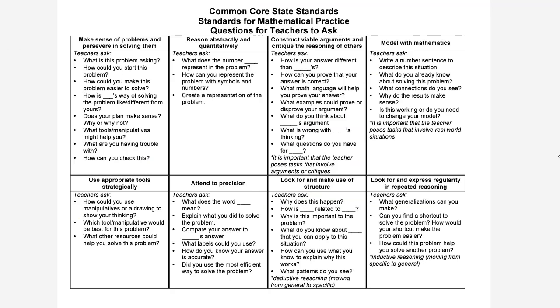And there are a variety of questions that you can also ask to help hone in on math practice standard number 3. How is your answer different from Johnny's? How is your answer different from Malik's? How can you prove that your answer is correct? What math language, or what properties or definitions or theorems help prove that your answer is correct? What examples could prove or disprove the argument? What do you think about so-and-so's argument? What's wrong with this person's thinking? What questions do you have for this person?